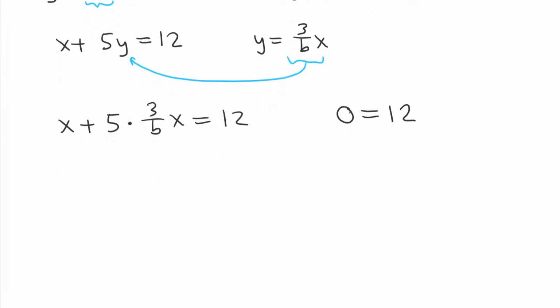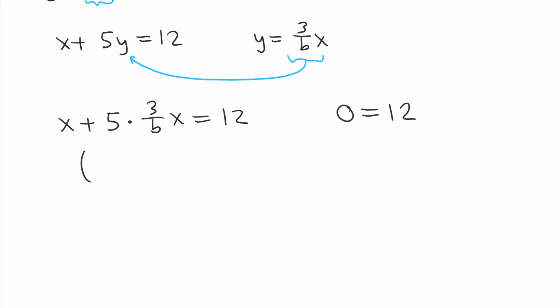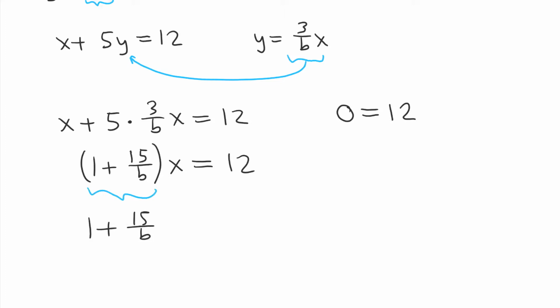You can think of it as, if we collect like terms here, we get 1 plus 15 over b, because 3 times 5 is 15, times x is equal to 12. In other words, what value of b would make the left-hand side 0? In this case, we would require this to be 0. And so in other words, 1 plus 15 over b is 0. And again, if you solve that, you're going to get negative 15. And again, try plugging negative 15 in for b right here. You're going to see that the left-hand side evaluates to 0, and so we get 0 equals 12, and so our system has no solution.